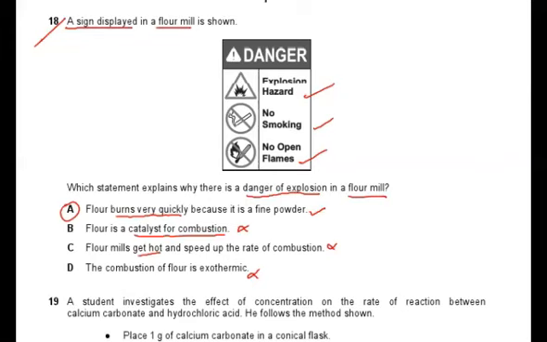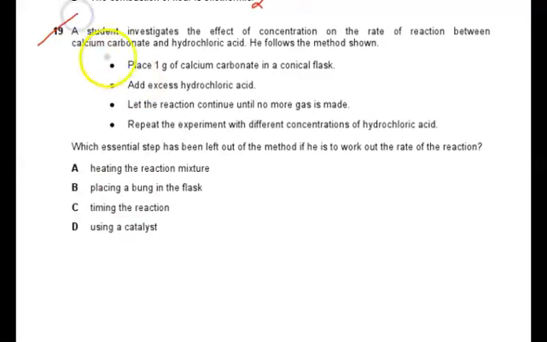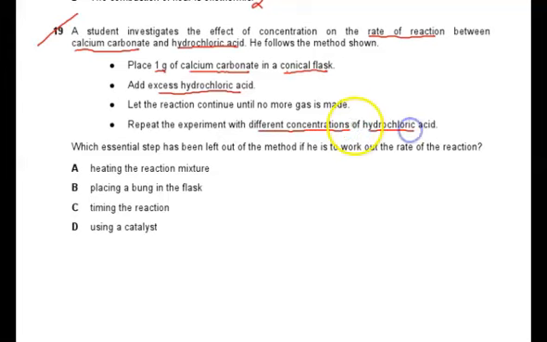Okay, now let us move to question number 19. A student investigates the effect of concentration on the rate of reaction between calcium carbonate and hydrochloric acid. He follows the method shown. 1 gram of calcium carbonate in a conical flask. Add excess hydrochloric acid. Let the reaction continue until no more gas is made. Repeat the experiment using a different concentration of hydrochloric acid. Which essential step has been left out of the method if it is to work out the rate of reaction?